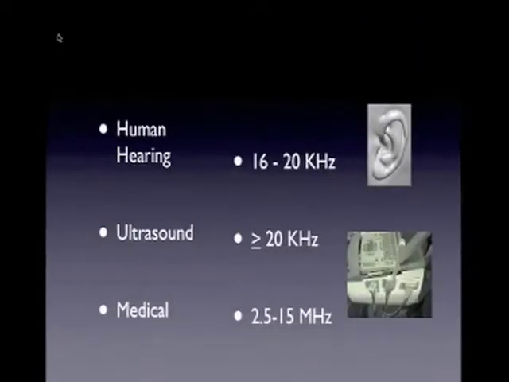Audible sound ranges between 16 to 20 kilohertz. Ultrasound is defined as sound having a frequency above 20 kilohertz. In medicine, ultrasound used for diagnostic purposes incorporates frequencies that range from 2.5 to 15 megahertz.